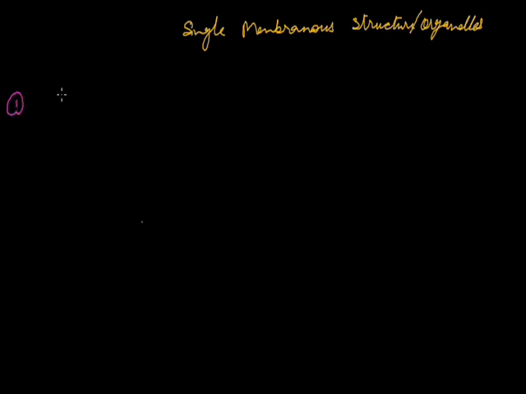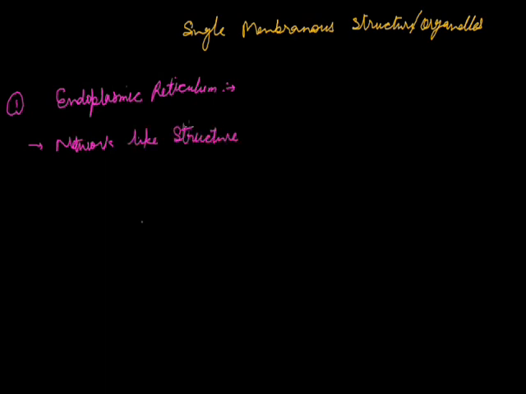Today we will study about single membranous structure of cell. Now first one is endoplasmic reticulum. It is a network-like structure present in cytoplasm. This is made up of three components.